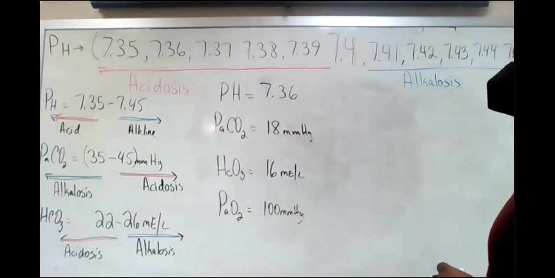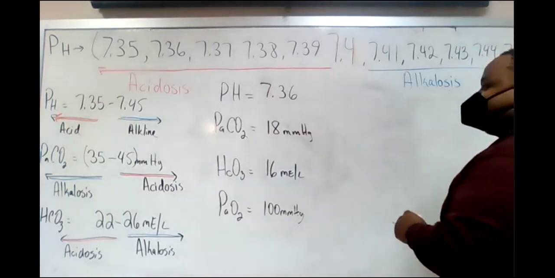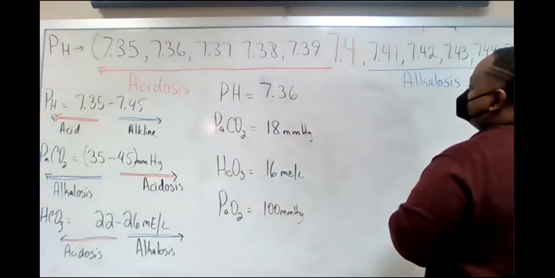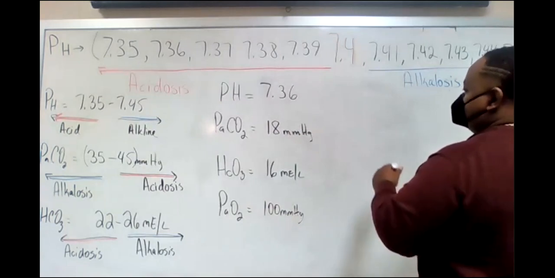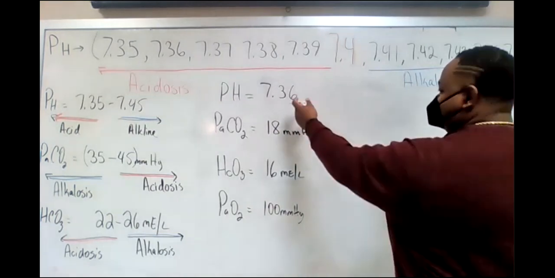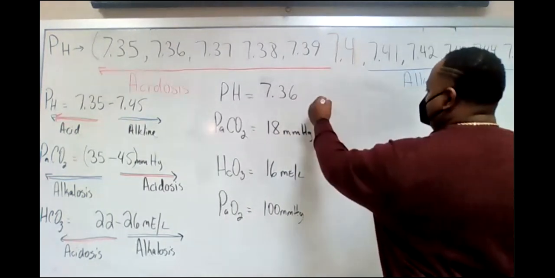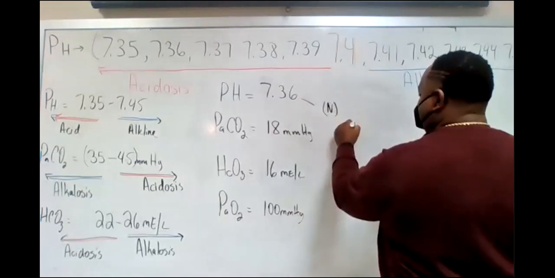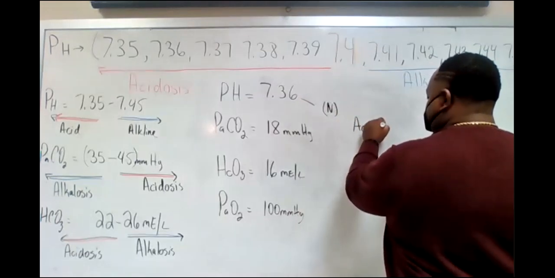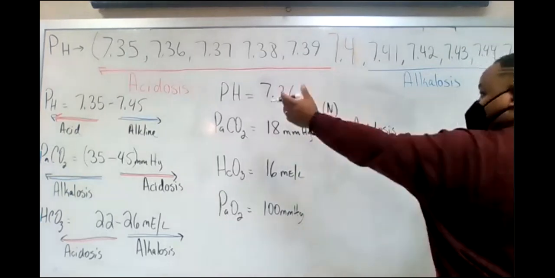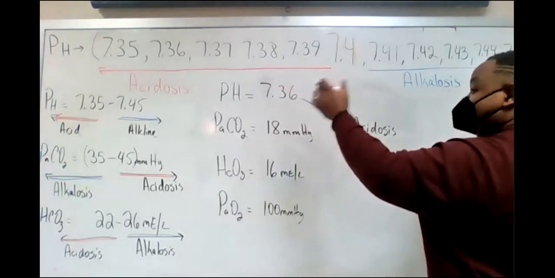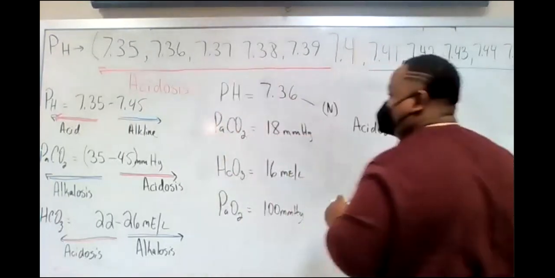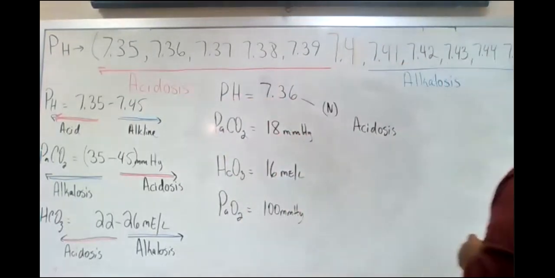All right. What is pH doing? Normal. Normal, but leaning what? Acidosis. She's normal, but leaning acid, right? At 7.36. So she's normal, but still leaning acidosis.